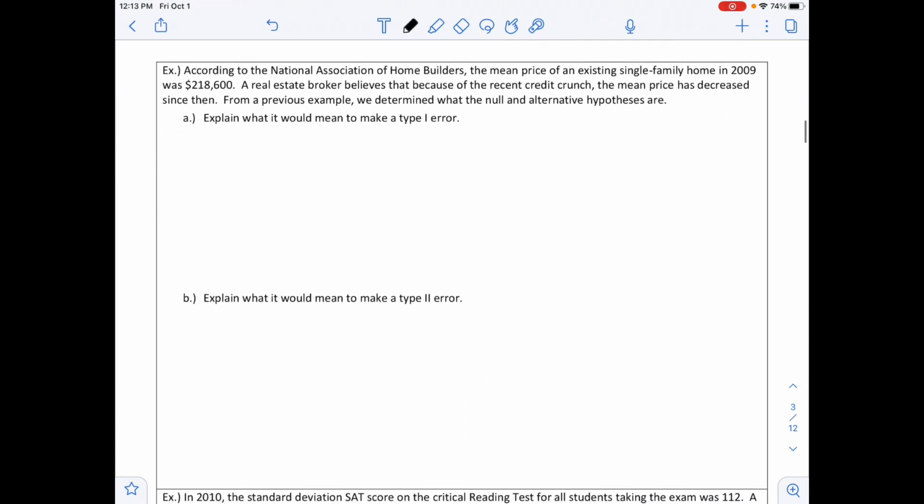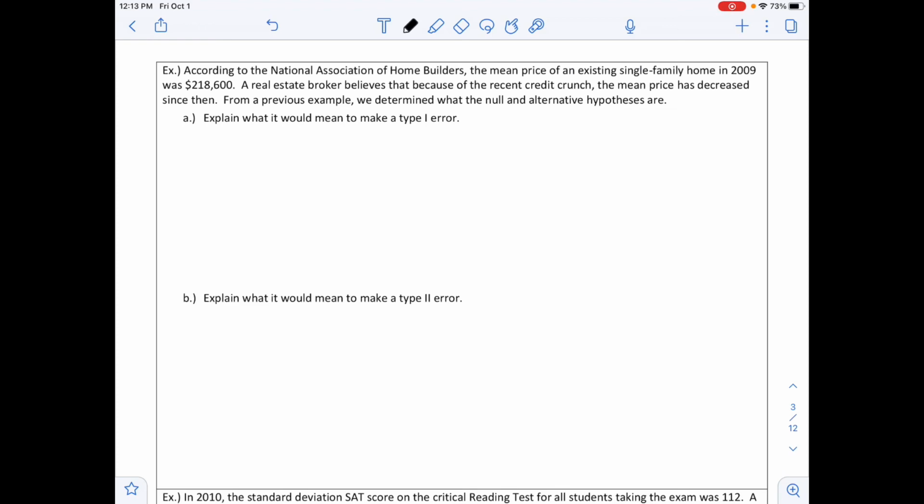So on the next page, we have another example that should look familiar. This one says, according to the National Association of Home Builders, the mean price of an existing single-family home in 2009 was $218,600. A real estate broker believes that because of the recent credit crunch, the mean price has decreased since then. From the previous example, we determine what the null and alternative hypotheses are. Part A says to explain what it means to make a type 1 error, and then part B says explain what it means to make a type 2 error.